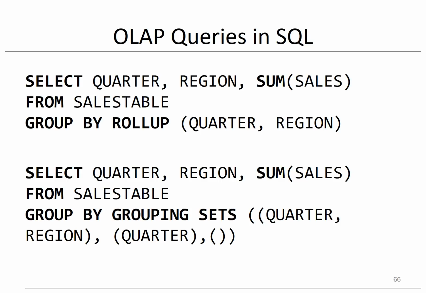Likewise, the following query, select quarter, region, sum sales from sales table, group by roll-up, quarter, region, is identical to select quarter, region, sum sales from sales table, group by grouping sets, quarter, region, empty set.